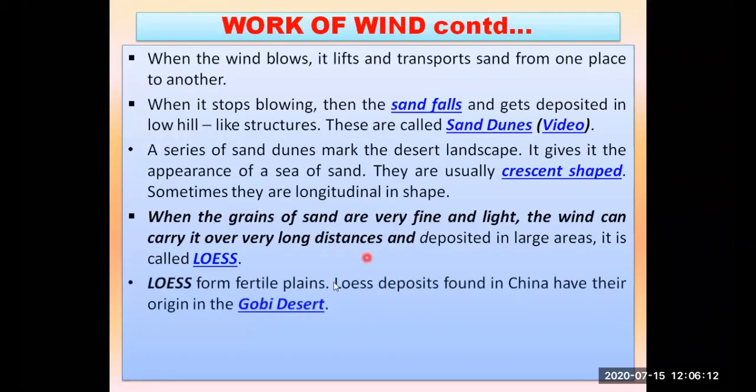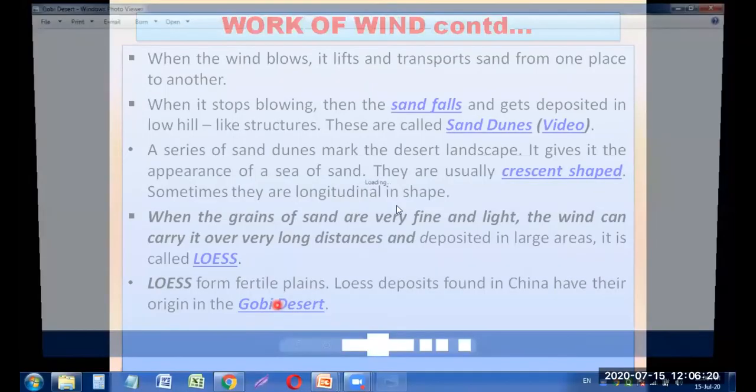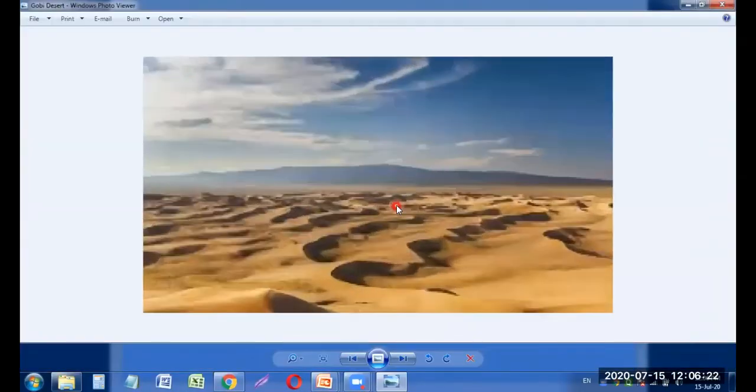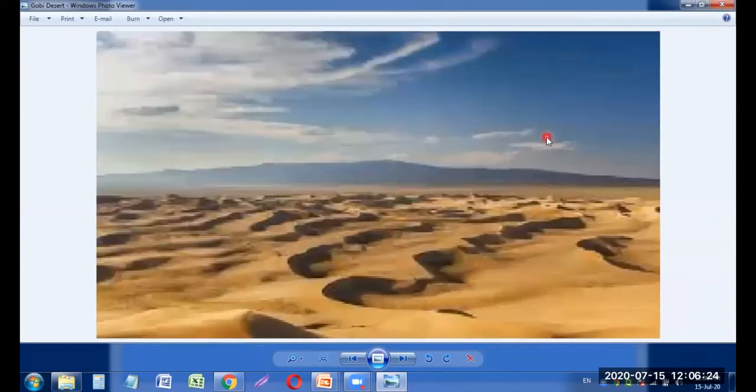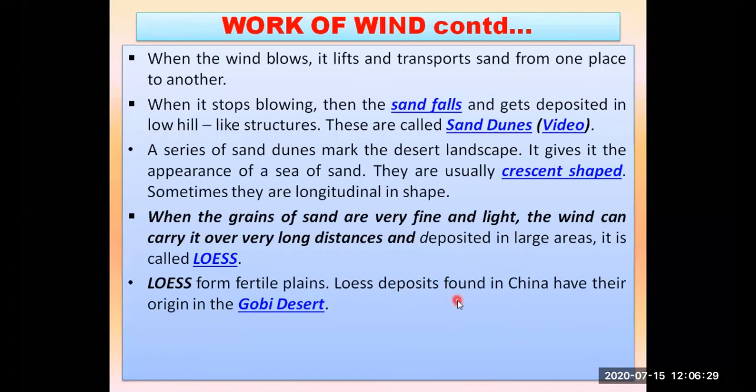Loess forms fertile plains, right? Fertile plains. Loess deposits found in China have their origin in the Gobi desert. And Loess plains are very fertile, meaning you can grow crops here also. Many types of Loess deposits you can find in China, found in very large amounts in China, and their origin is the Gobi desert.